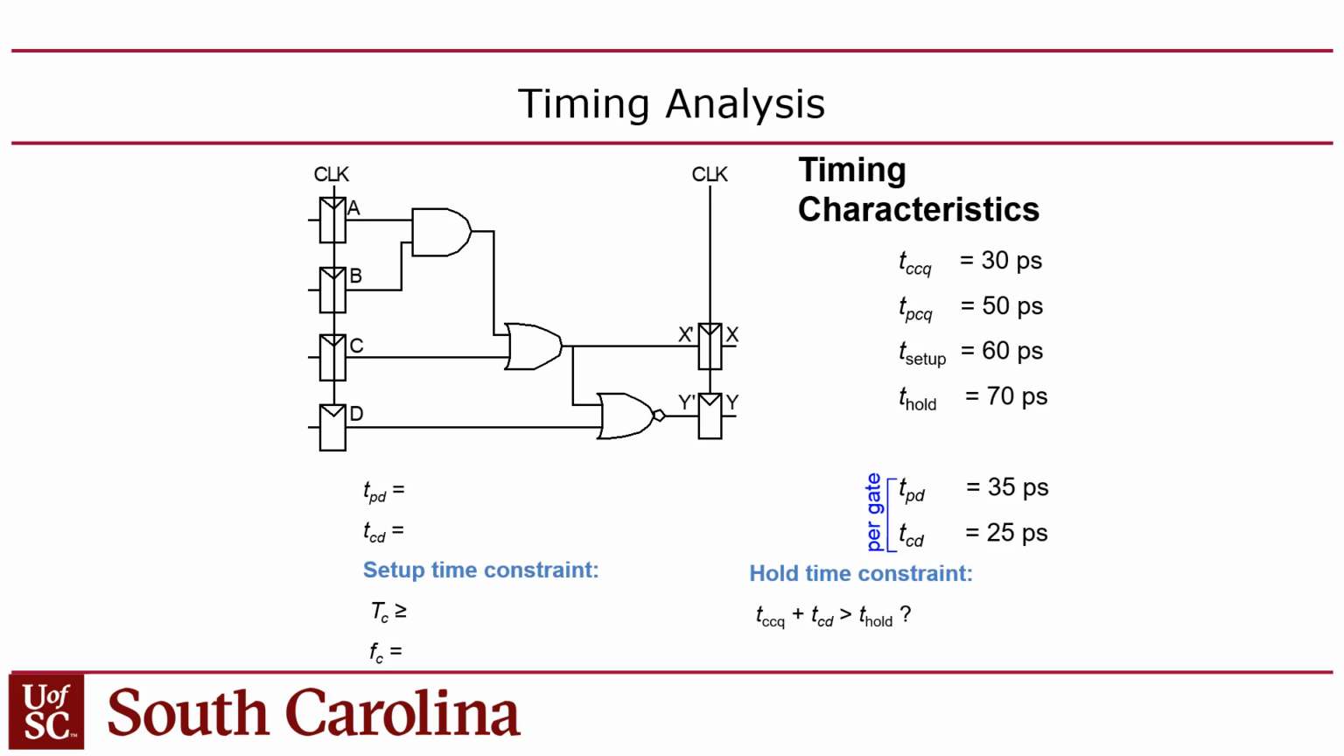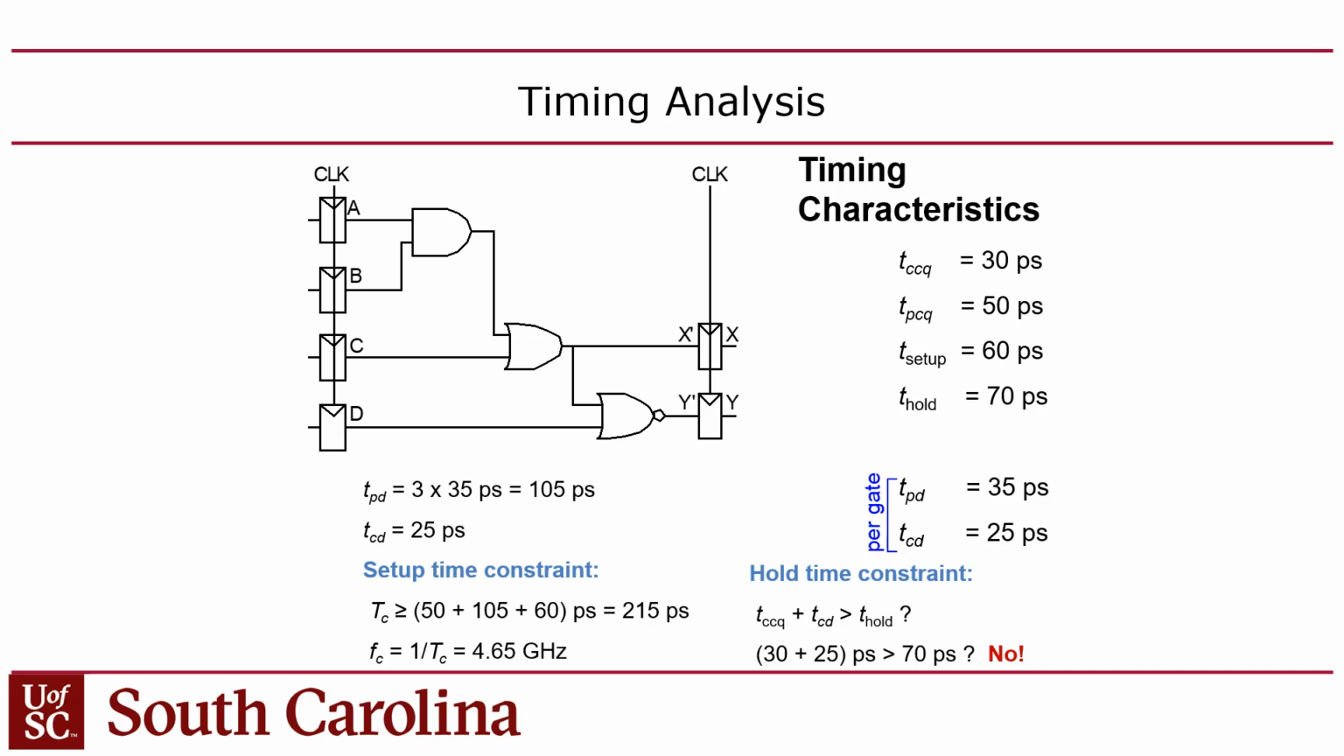So what is that? Well, contamination is pretty much just going to be the contamination delay of one gate, which is 25 pico. And the propagation is going to be the propagation of 1, 2, 3 gates, because you can pass through all three potentially, right? A and B to Y is your critical path, which is going to be 3 propagation delays: 35 plus 35 is 70, plus 35 is 105. So the propagation is 105, the contamination is 25, right?